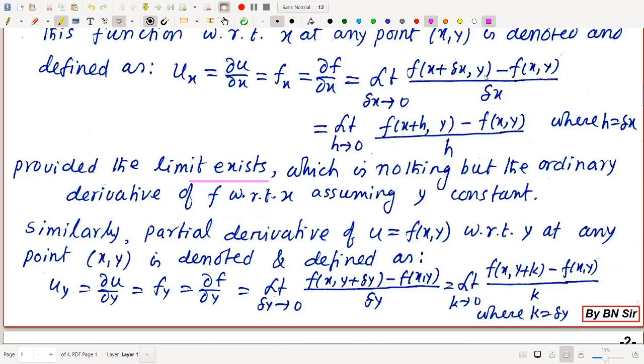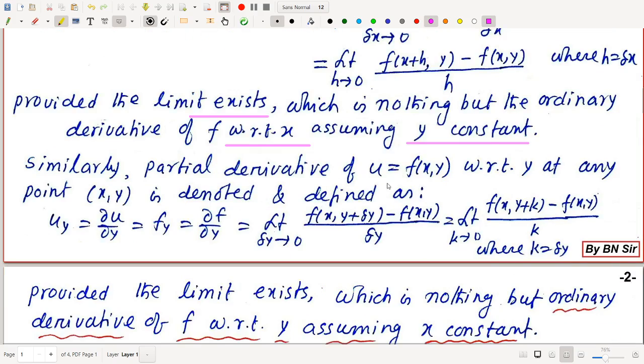Here what we see is that y remains constant, y is not changing, in f of x plus delta x comma y minus f of x comma y. So it is only a change with respect to x. So that's why this is nothing but the ordinary derivative of f with respect to x, assuming y constant. So this del u by del x or del f by del x, or f suffix x or u suffix x, is nothing but the ordinary derivative of f with respect to x, assuming y constant, as if we are finding the rate of change of volume with respect to time, keeping pressure constant, like that.